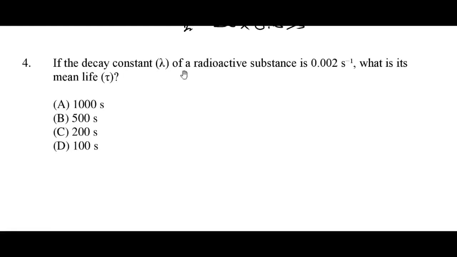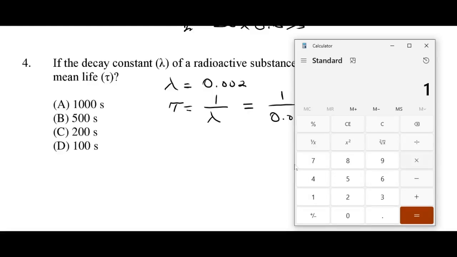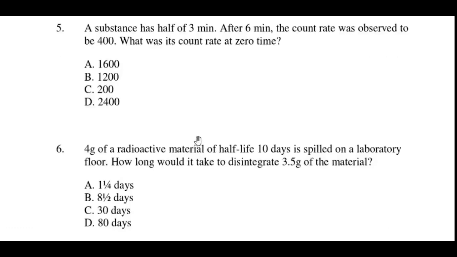Let's look at question 4. If the decay constant, lambda, of a radioactive substance is 0.002, what is its mean life? You know that mean life is 1 over lambda. So that is 1 divided by 0.002. Alright? So you just say 1 divided by 0.002. And that gives us 500.